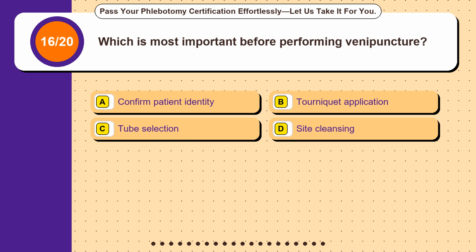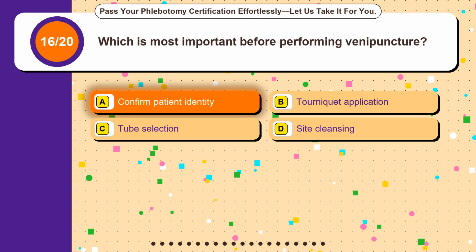Question 16. Which is most important before performing venipuncture? Option A, confirm patient identity. Option B, tourniquet application. Option C, tube selection. Option D, site cleansing. The correct answer is option A, confirm patient identity.